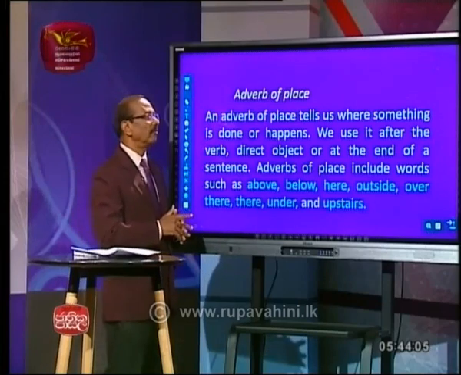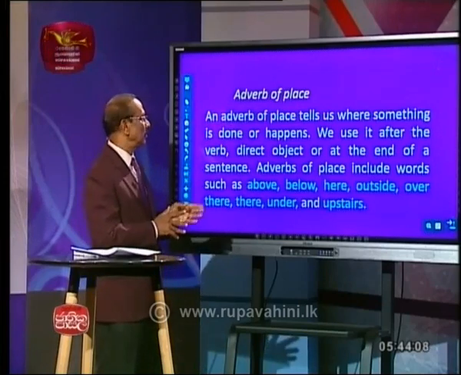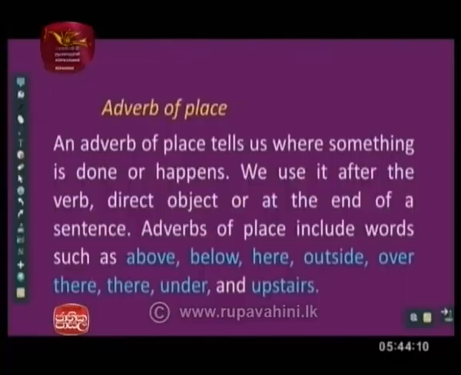Then adverb of place. ස්ථානයක් පිළිබඳ. An adverb of place tells us where something is done or happens. කිසියම් දෙයක් කොහෙද සිදු වෙන්නේ නැත්නම් කොහෙද ක්‍රියාවලිය කරන්න කියන එක තමයි මේකෙන් අපි ප්‍රකාශ කරන්නේ. We use it after the verb. ගොඩක් වෙලාවට ක්‍රියාපදයට පසුව or after the direct object අර කෙලින්ම තියෙන කර්මපදයට පසුව or at the end of a sentence.